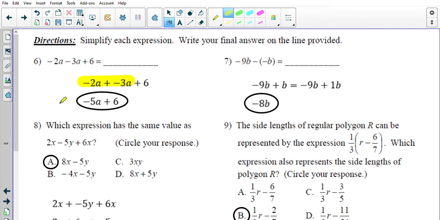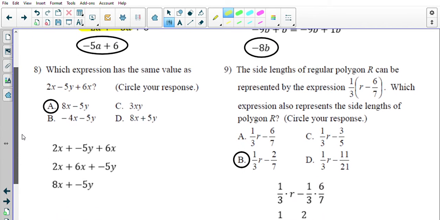Number 8 is a multiple choice question involving simplifying expressions. So first thing I did was I added the opposite. 2x minus 5y is 2x plus negative 5y plus our 6x. I put my like terms, the 2x and the 6x, side by side. And 2x plus 6x gets us 8x. So you can see I wrote that here. So I have 8x plus negative 5y. That's equivalent to 8x minus 5y.